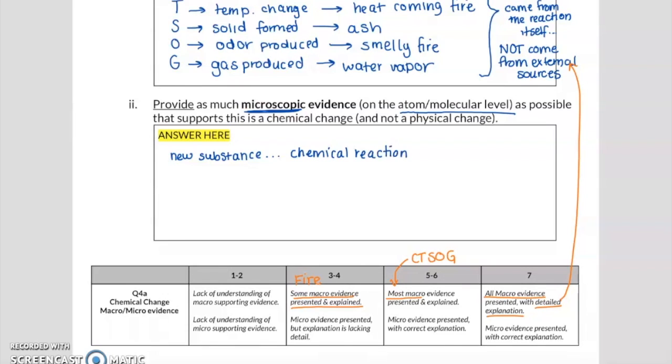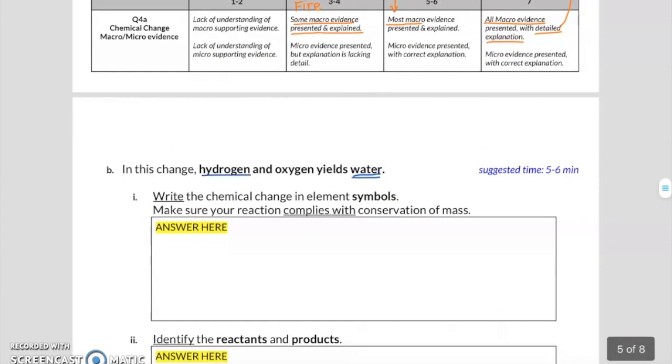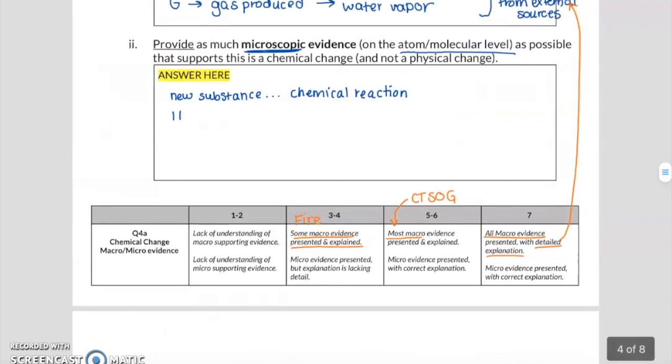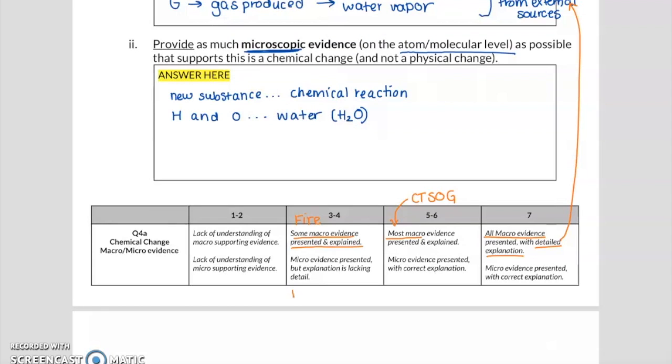Again, if you had forgotten what exactly is happening in the Hindenburg, you could have scrolled down and seen hydrogen and oxygen yields water. When I say a new substance is created, I mean that hydrogen and oxygen created water. And so this water, H2O, is a new substance that didn't exist before. If you said something about a new substance being created, that automatically showed us that you understand the basics of the microscopic evidence and could earn a 3-4.